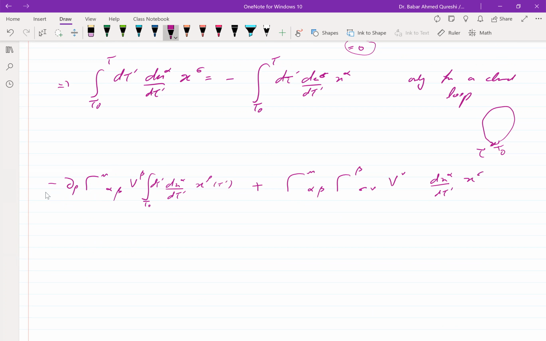X sigma. This is an integral. Now these integrals would be the same if I call this sigma. Sigma is a summed index, so I'm just going to call it rho.